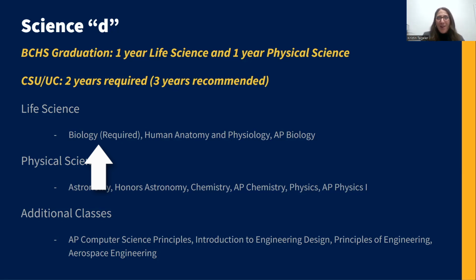But look at your options beyond. Once you take the life and you take your physical science, look at your options. We have human anatomy and physio. You can take AP biology in our life science options. With our physical sciences, to cover that 1-year requirement, look at your options. We have astronomy, honors astronomy, chemistry, AP chemistry, physics, and AP Physics 1.